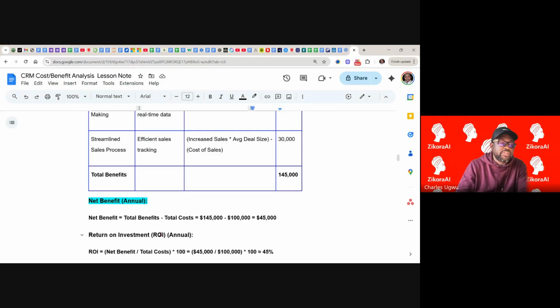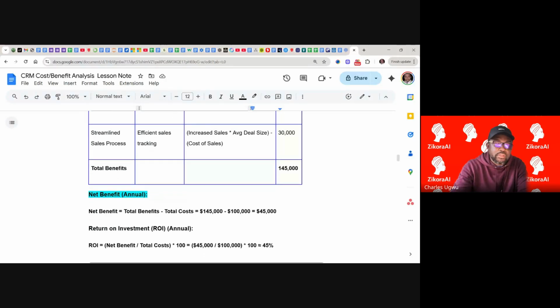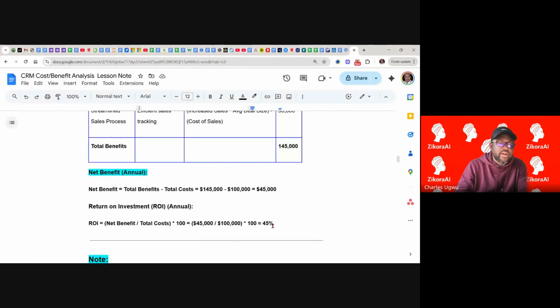And when this is done, the net benefit is when you subtract the total cost from the total benefit, and it gives you 45. So the net benefit is $45,000. It means that it's worthwhile. So the return on investment is 45%. Yeah, and that's it.